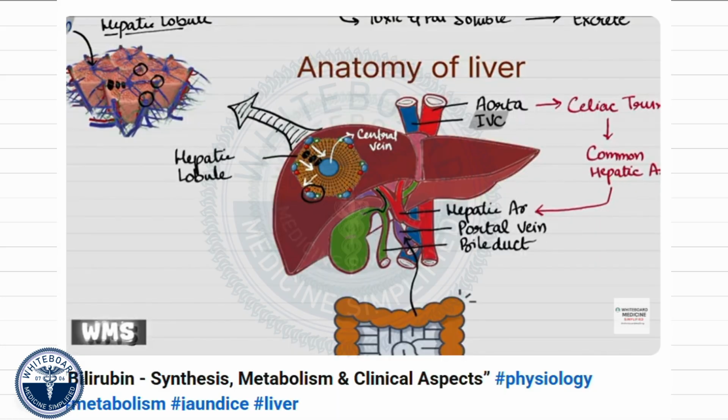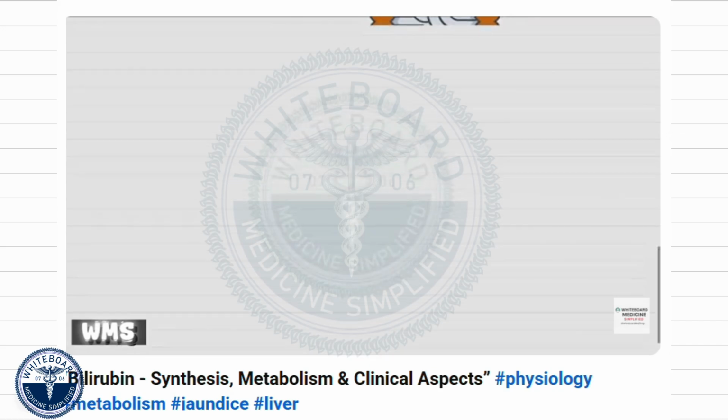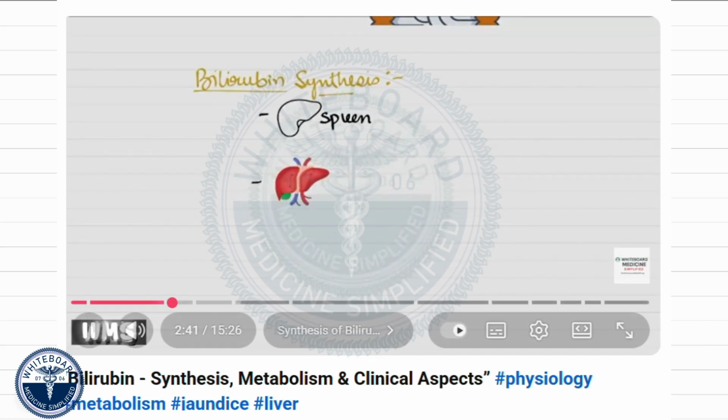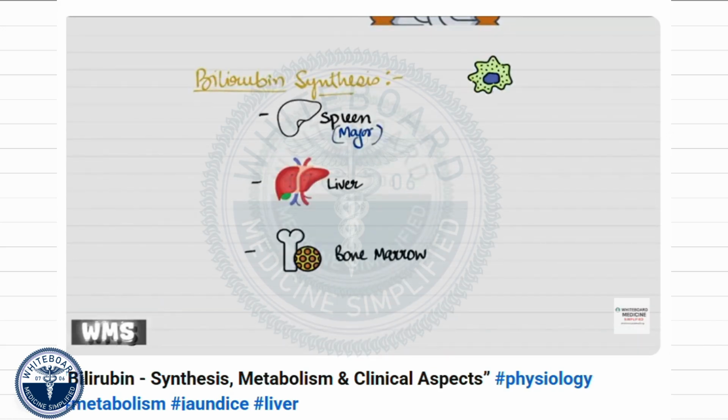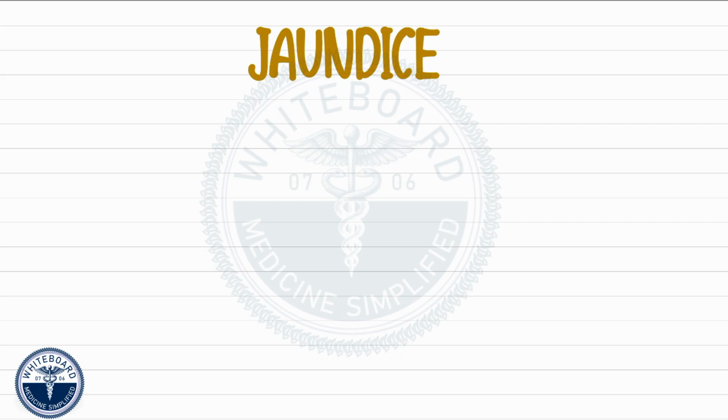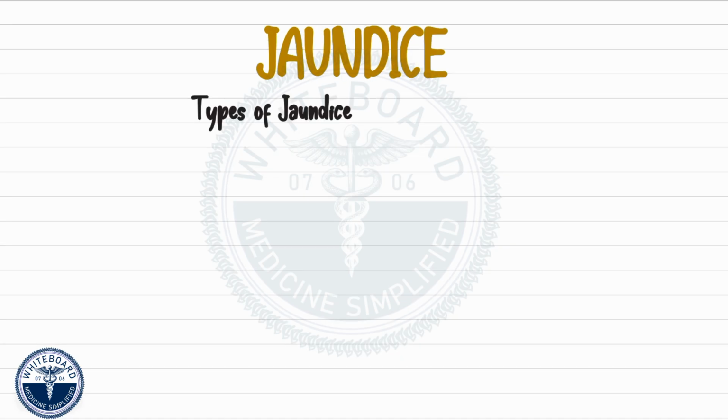Welcome back everyone. In our last video, we explored the entire pathway of bilirubin synthesis and metabolism. Today, we are moving into a clinically important area that directly relates to bilirubin, that is, jaundice. In this session, we'll try to clearly understand the different types of jaundice and more importantly, how to interpret the key investigations, especially liver function tests, that help us diagnose the underlying cause.